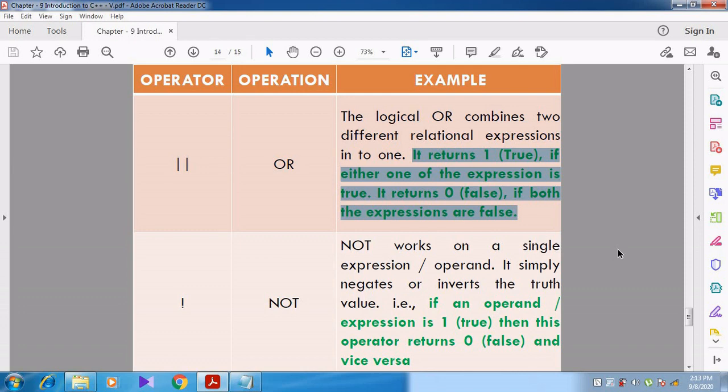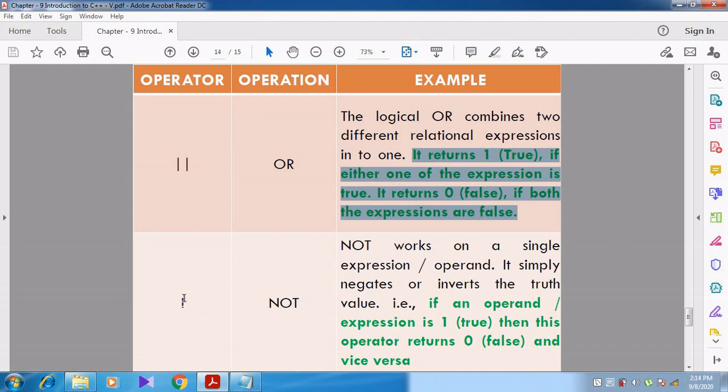You might have studied this in the second chapter, the same definition and explanation. It returns 1 if either one of the expressions is true. It returns 0, that is false, if both the expressions are false.